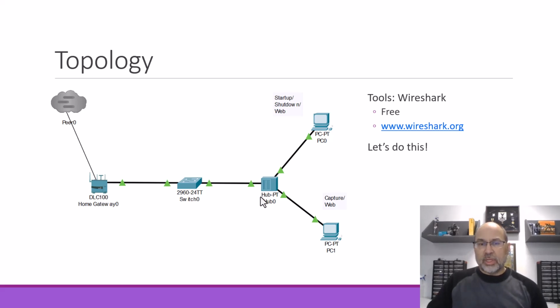Now, if you were doing this at home or you had a different kind of device, you might set up what we call a mirrored port or a span port right here that would copy traffic from one port to another. I just happen to be using a hub.